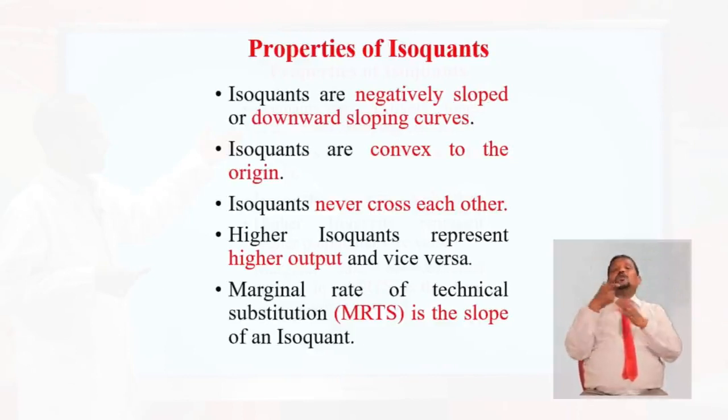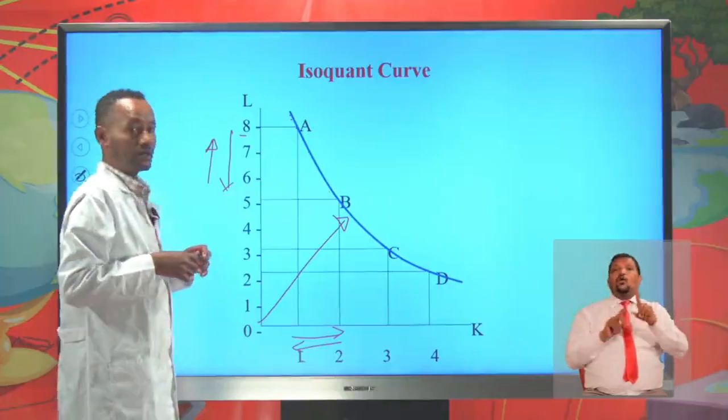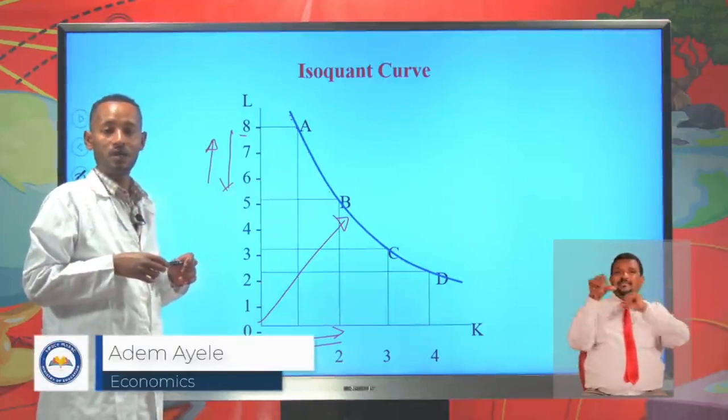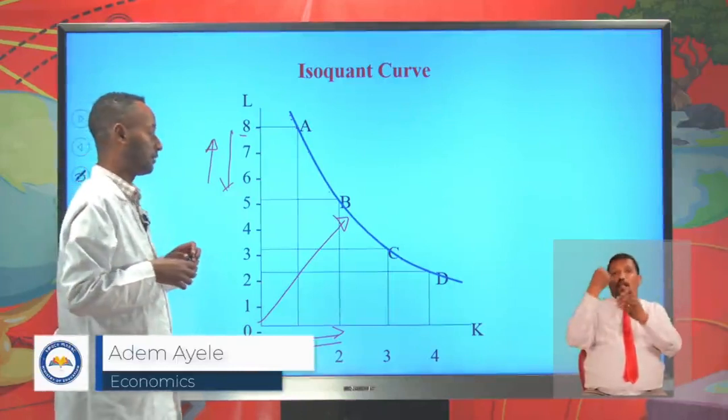Another property of isoquants is that they never cross each other. Crossing isoquants indicate that there is inconsistent employment of the variable inputs, labor and capital.